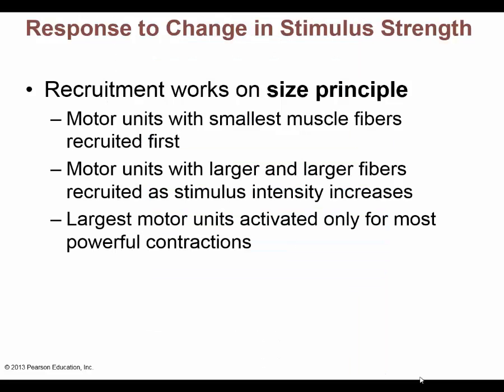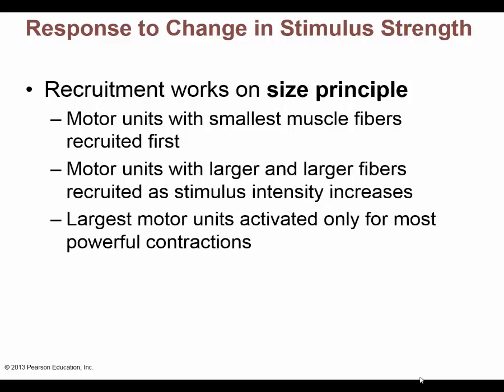Now, recruiting all these different muscle fibers works on a size principle. The motor units that work with the smallest number of muscle fibers are recruited first. Our body likes to be as lazy as possible. So if I have a small stimulus, I'm not going to activate that one motor unit that controls 100 different muscle fibers. I'm going to activate the smallest motor unit that maybe only activates 2 or 3 muscle fibers.